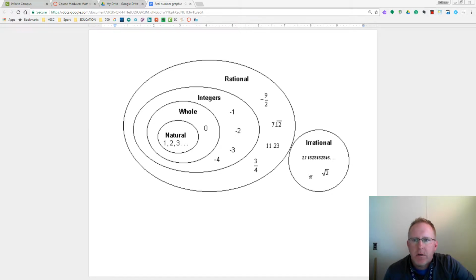Hey there, folks. We're talking rational, integers, whole, and natural numbers today, which is basically your real numbers.